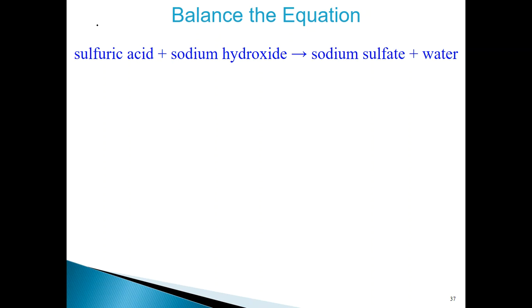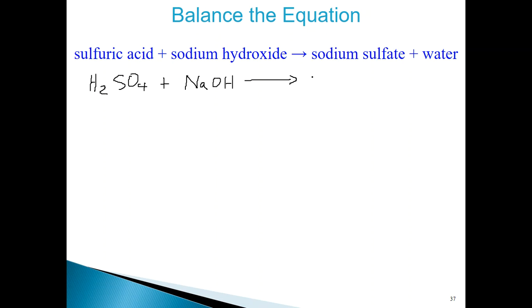So the first thing you need to write down, of course, are the formulas for the reactants and the products. So I'm going to start with the reactants first. So the formula for sulfuric acid is H2SO4. And we know that based on what we learned in chapter 5, right? You should know by now how to write down the formulas for acids based on the corresponding anion, name of the anion. In the case of sodium hydroxide, the formula is now NaOH.